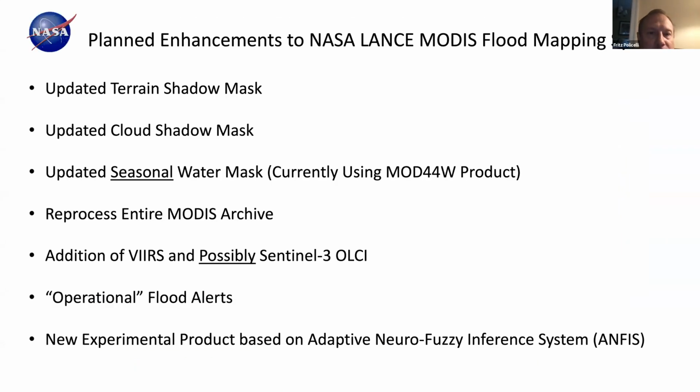So having transferred now to LANCE, we're going to start some upgrades to that system. The greatest challenges we have, of course, are terrain shadow and cloud shadow, which give false positive indications for floods because of the similarity in the bands we're using between the shadows and water. So we plan to update the terrain shadow mask. We're using a geometry approach using a DEM and the solar incidence angle information that we have, and so we're going to use an improved DEM for that.